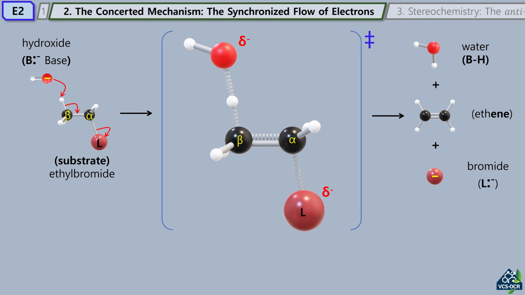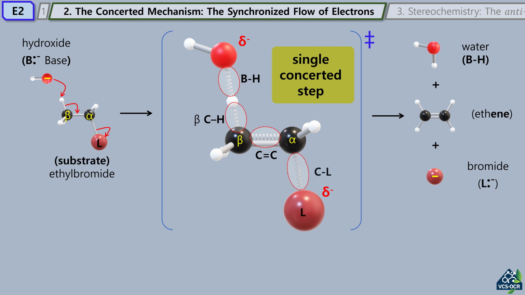At the transition state, this energetic summit, multiple electronic events occur simultaneously in a single concerted step. The base-hydrogen bond is forming. The beta-CH bond is breaking. The C-C pi bond is developing. The carbon-leaving group bond is breaking. Although partial carbanionic character develops on the beta carbon in this transition state, no true intermediate is formed. All bond-making and bond-breaking events are inseparably coupled.